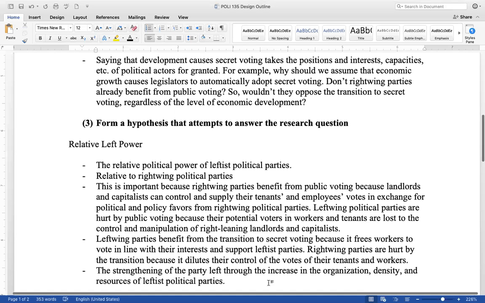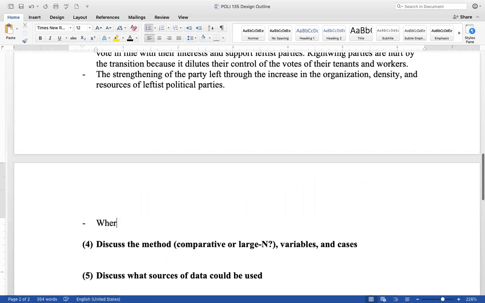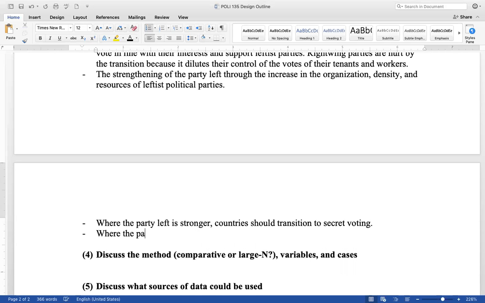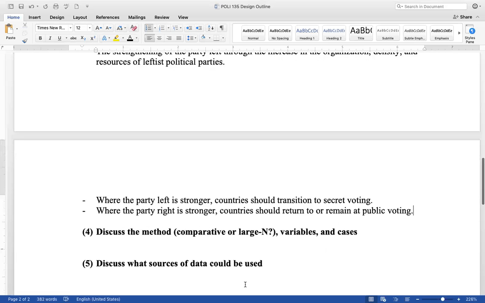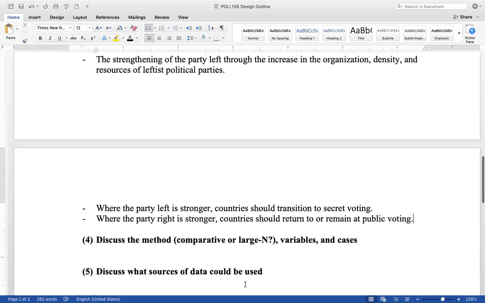My hypotheses are these: where the party left is stronger, countries should transition to secret voting. Where the party right is stronger, countries should return to or remain at public voting. All right, so there you go. Now I have a party-based, power relations-based model of the transition from public to secret voting.